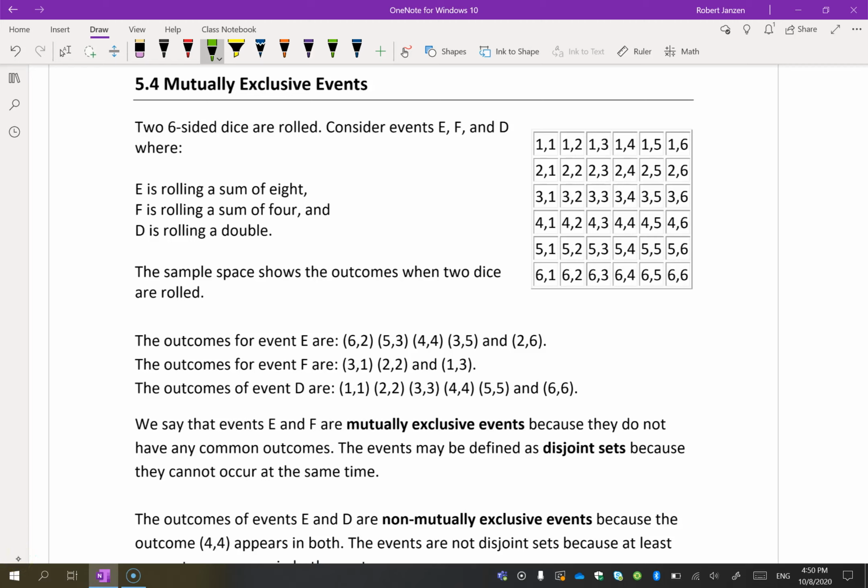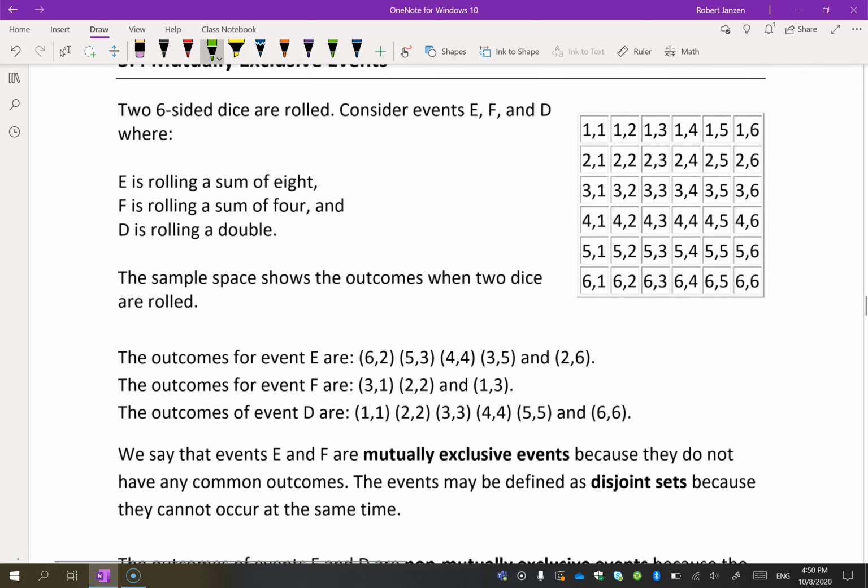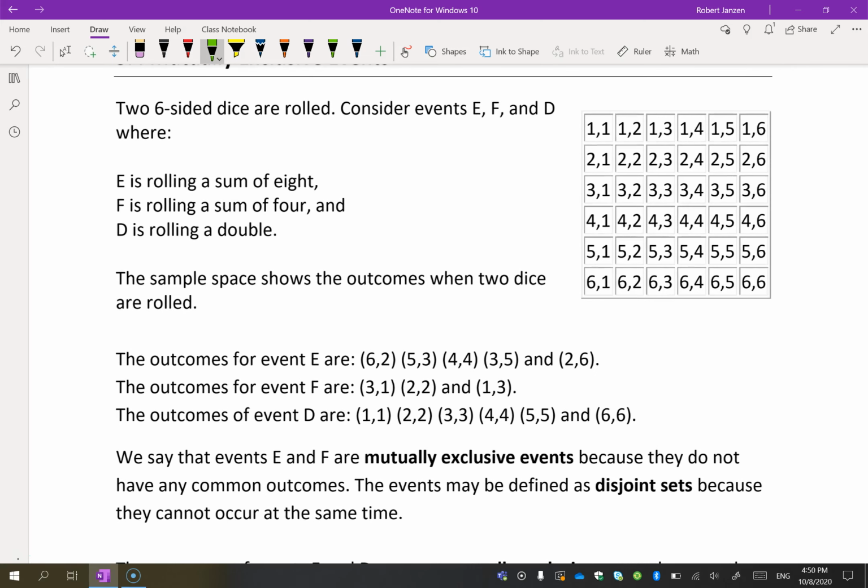Alright, let's talk a little bit about mutually exclusive events. This is something that should be familiar to you based on our Unit 3. Okay, so let's look at the first example here. Consider some events. So let's label this.